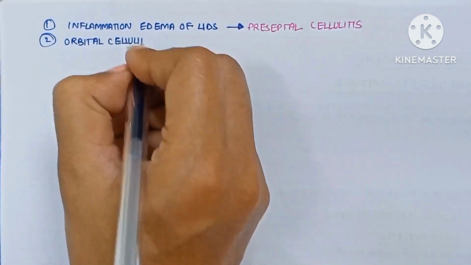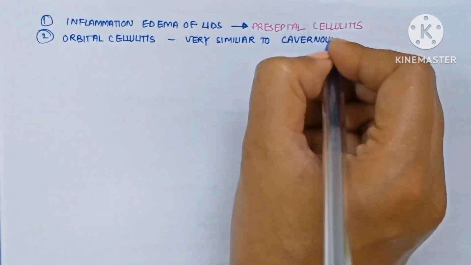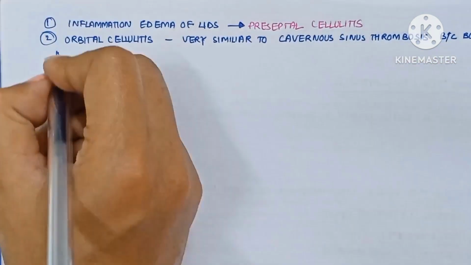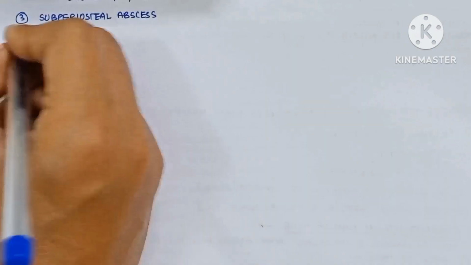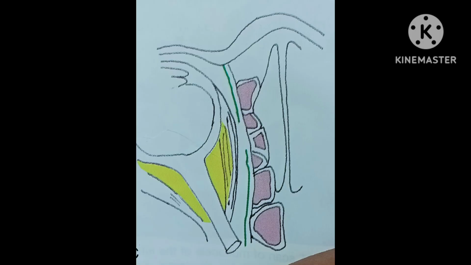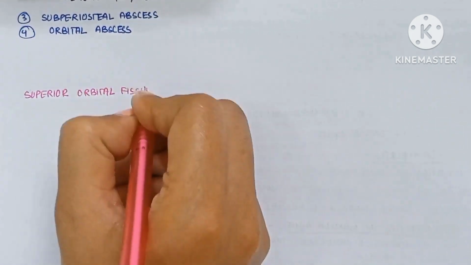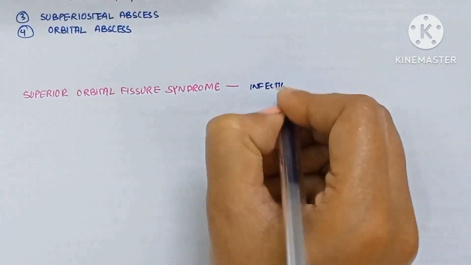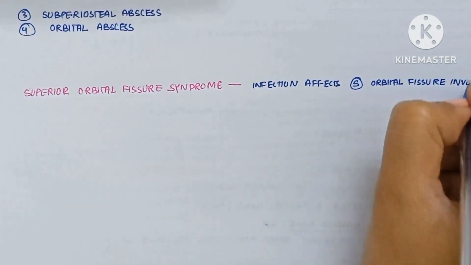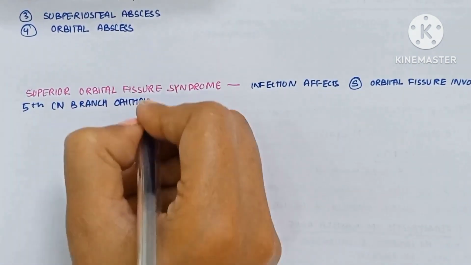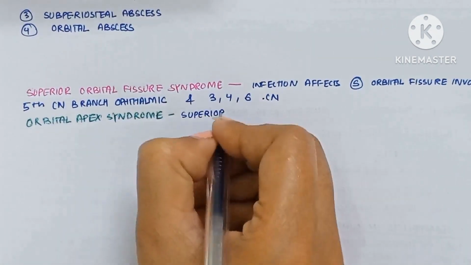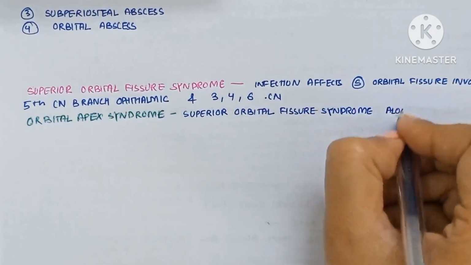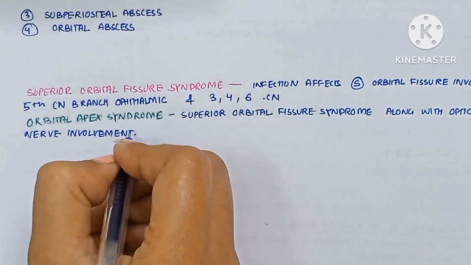Second is the orbital cellulitis, very similar to cavernous sinus thrombosis, as both involve the 3rd, 4th, and 6th cranial nerves. The third is the subperiosteal abscess, as you can see in this picture, and the orbital abscess, as you can see in this picture. The superior orbital fissure syndrome: infection affects the superior orbital fissure, involving the 5th cranial nerve ophthalmic branch and the 3rd, 4th, 6th cranial nerves. The orbital apex syndrome is the superior orbital fissure syndrome along with optic nerve involvement.